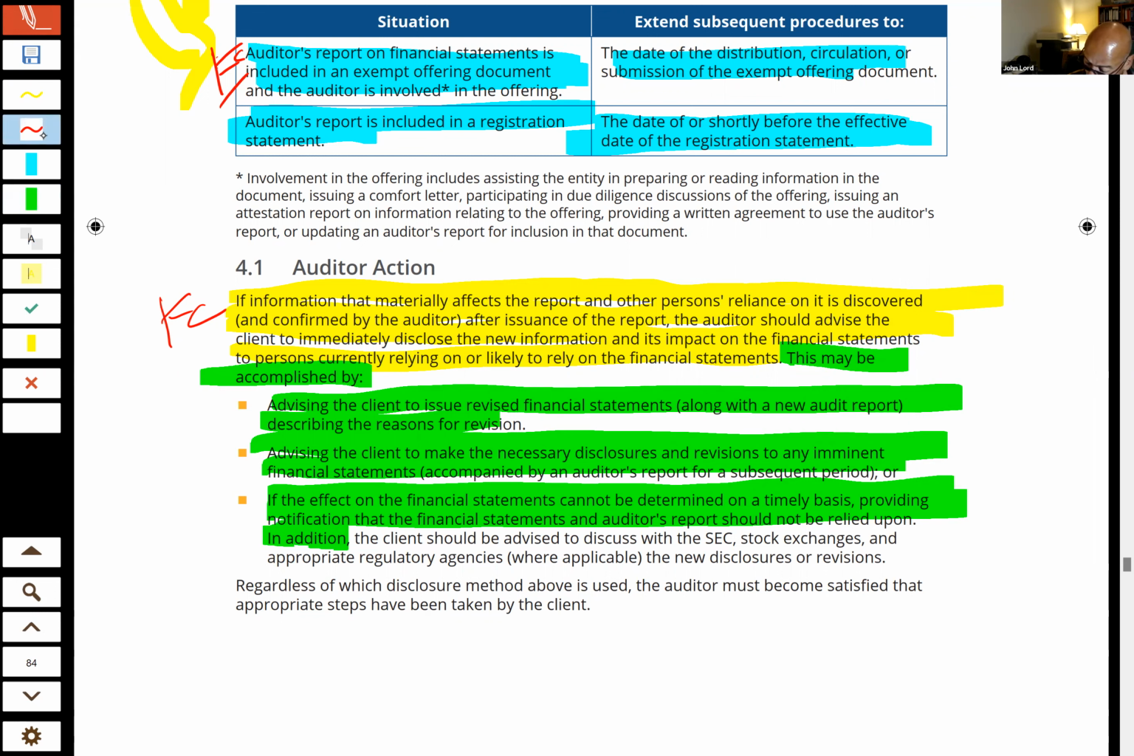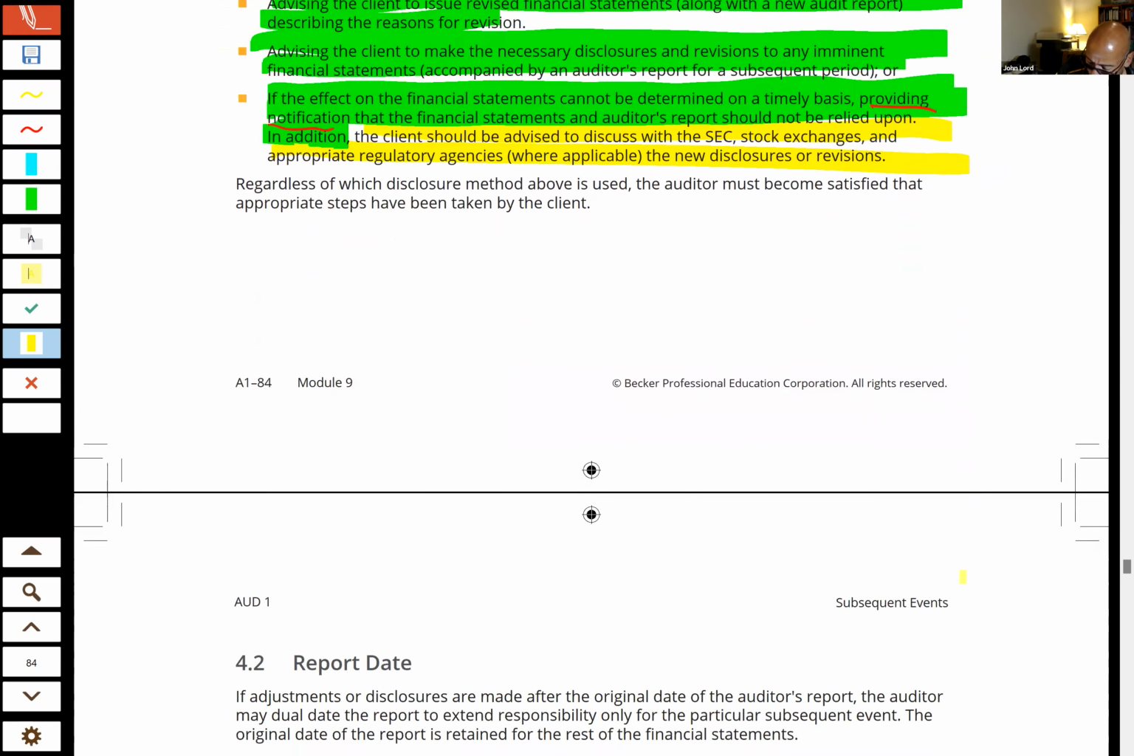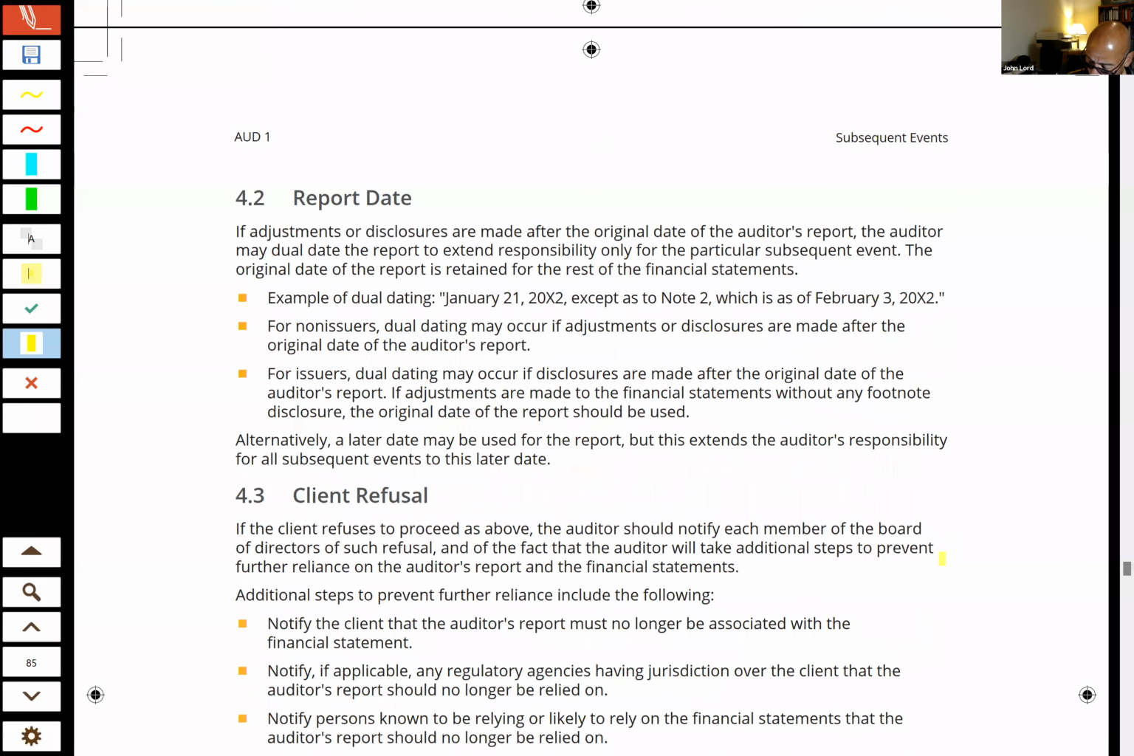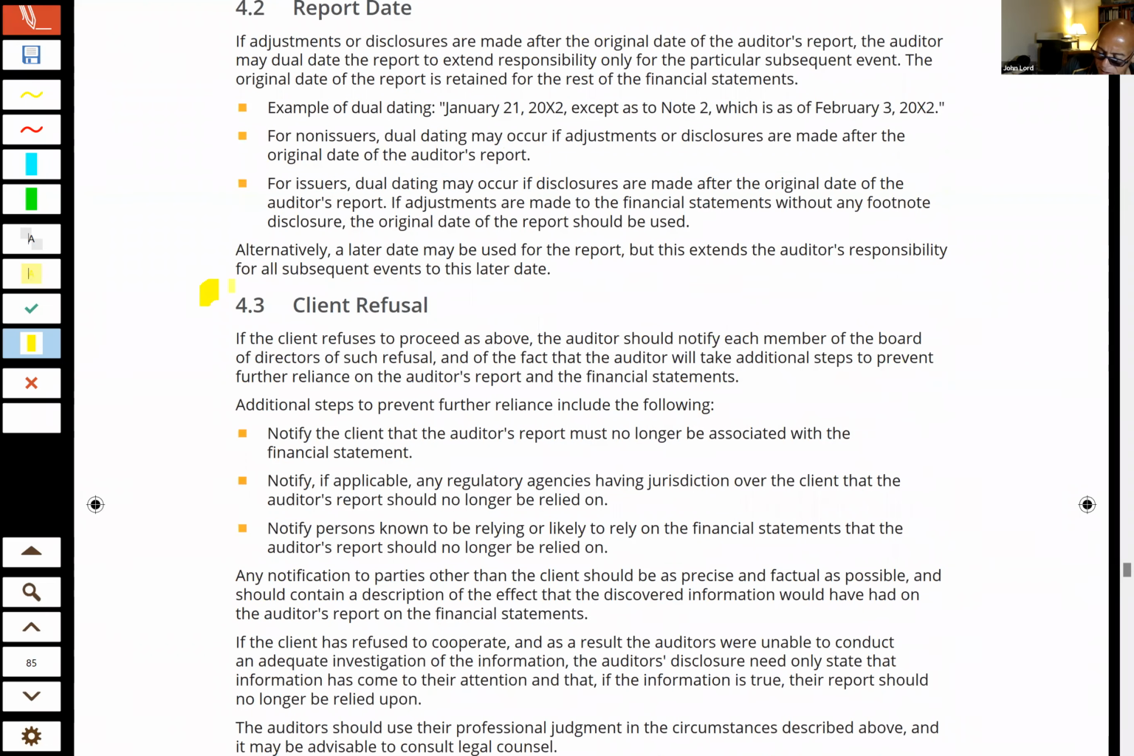And when we say provide notification, that could be what, taking out an ad in the Wall Street Journal or something, whatever you've got to do to make sure people are aware of this, right? And the client should be advised to discuss this with the SEC and stock exchanges. Okay, now what happens? Let's say you have this problem, and the client says, I'm not doing any of that. What should you do? Okay, flashcard.